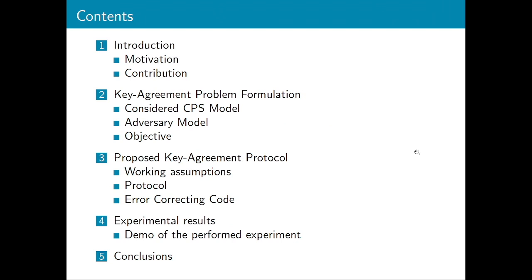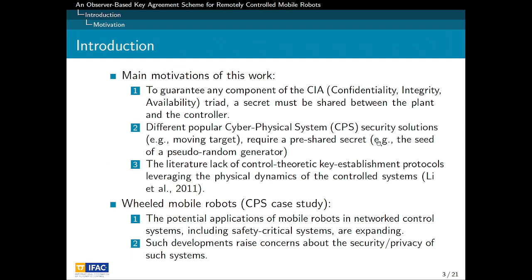In this slide, you can see the content of this presentation. As an introduction, the main motivations of this work can be summarized into the following items. First of all, to guarantee any component of the CIA triad, a secret must be shared between the plant and the controller. Also, in popular CPS security solutions, we need a pre-shared secret. It can be a seed, it can be a pseudo-random number, or anything else.